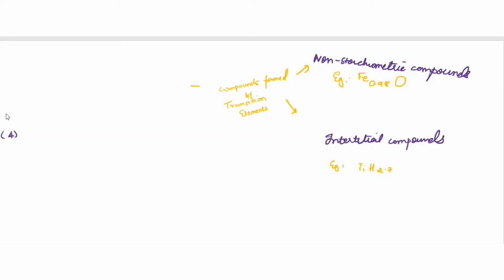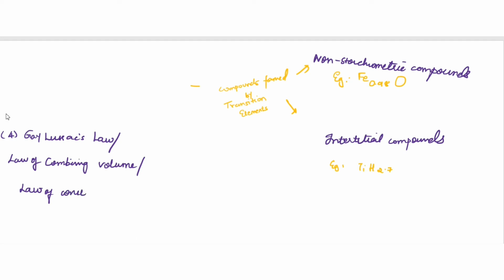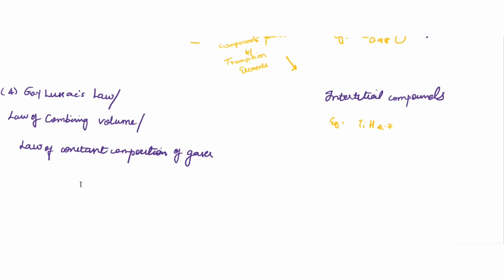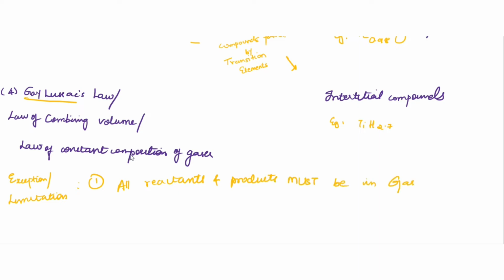Next, we move on to Gay-Lussac's law, or law of combining volumes, or law of constant composition of gases. From the very name, we can tell that this law was put forward by Gay-Lussac. And the limitation to this is that all the reactants and products must be in gaseous state only. So we always talked only about gases and not about solids or liquids. You should just keep in mind that it is a limitation.